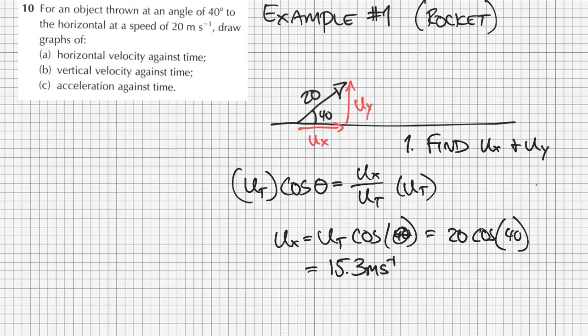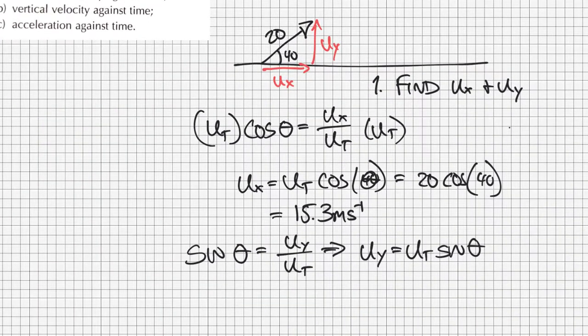Same thing for the y direction. For the y, it's going to be sine theta equals initial velocity in the y over my initial velocity. Following the same pattern, uy is going to equal u total times the sine of theta. And when I plug my numbers into that, we're going to get a value of 12.9 meters per second.